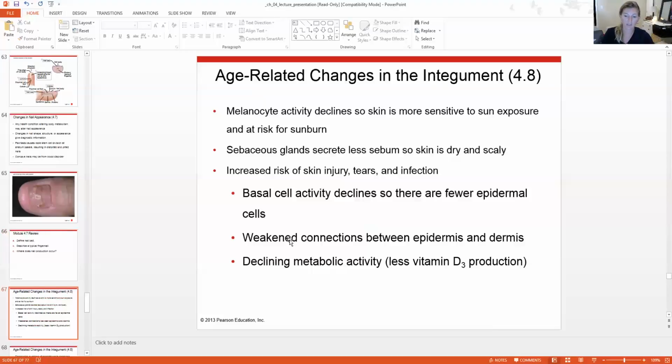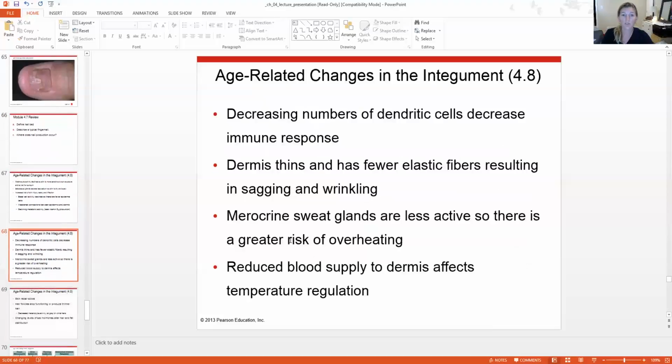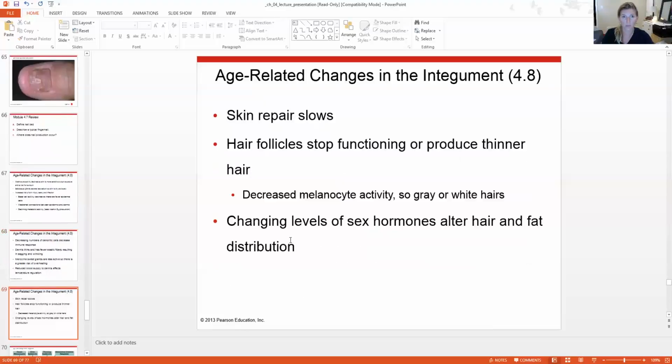You have weaker connections between your epidermis and dermis, and your vitamin D production declines as well. You also have decreasing numbers of dendritic cells causing immune system delays. Your dermis is thinner and has less elastic fibers, so you get the sagging and wrinkling. The sweat glands are less active, your blood supply is lower, so that's going to affect your temperature regulation. Your skin repair slows. Geez, this is all doom and gloom, isn't it?